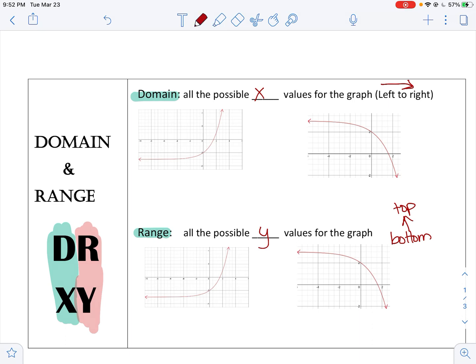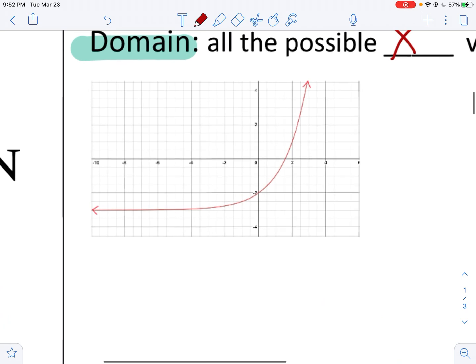So if we're looking at this for the domain, I'm going to zoom in some. Notice that I have an arrow that's going to tell me it's going to keep going to the left forever, and an arrow that's going up, but that arrow also keeps going to the right forever. So the domain for exponential functions is all real numbers.